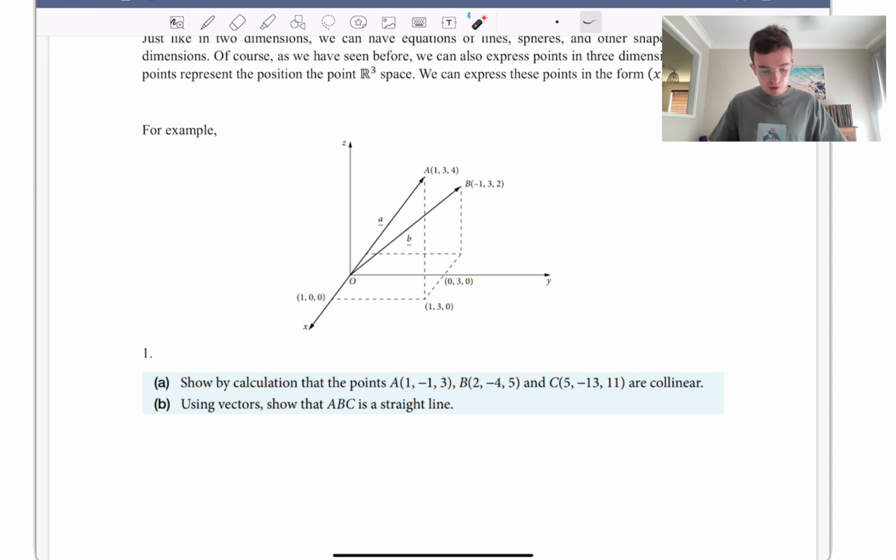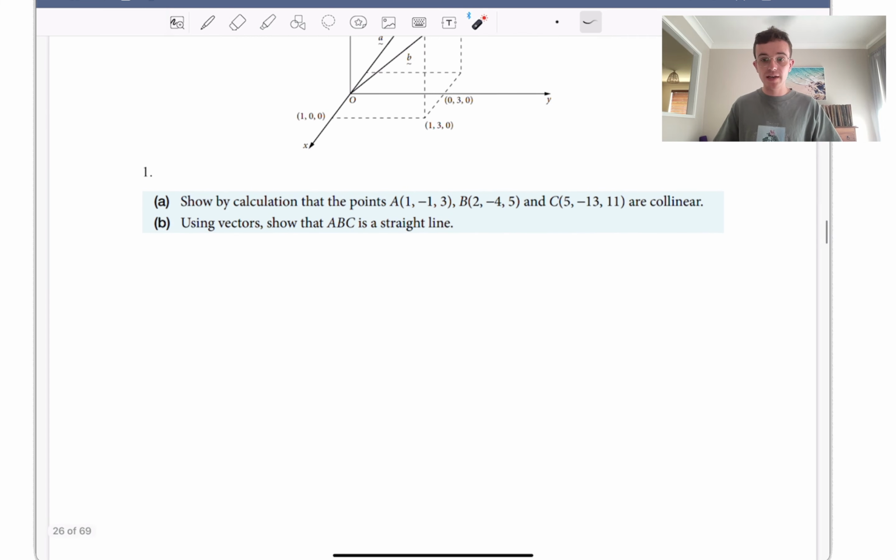Our first example, we want to show that these points are collinear. Now there's many different ways to show points are collinear, and I'm going to show you a way that we haven't done in the past. We've done it other ways, and I'm going to show you an alternate way. So one way of showing points are collinear is by finding the magnitude of each of these points.